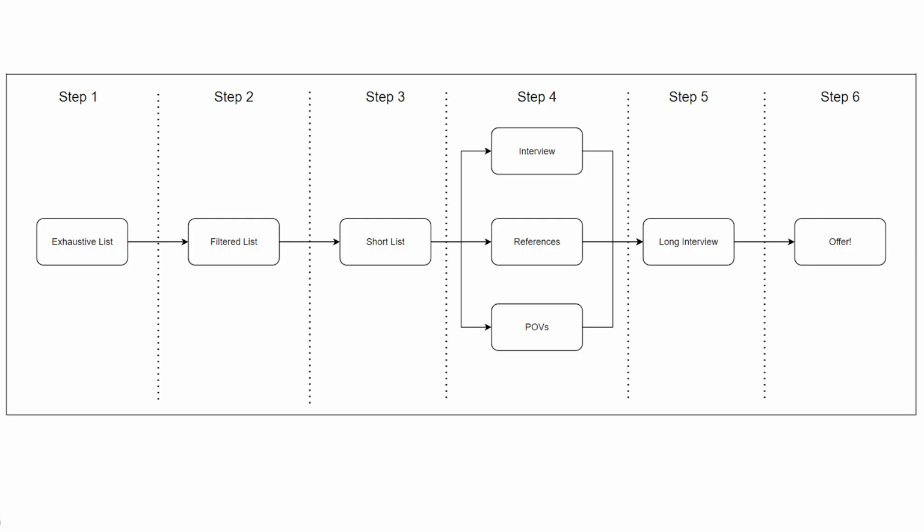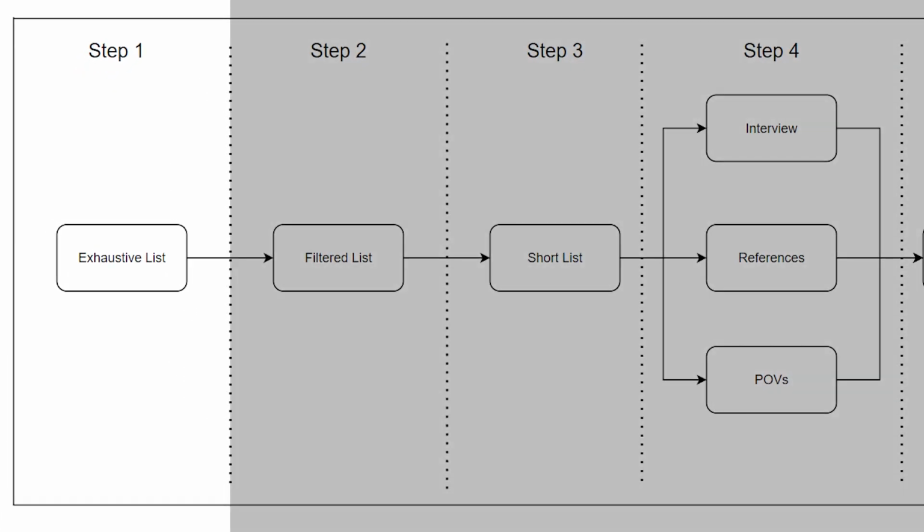Once you have your target, the first step is you build an exhaustive list. This is everyone who is playing at your level and might be interesting. It doesn't matter if they're under contract. It doesn't matter if you think they're going to be out of your budget or if you think they won't be interested in the project. You want to put all possible options on this list.